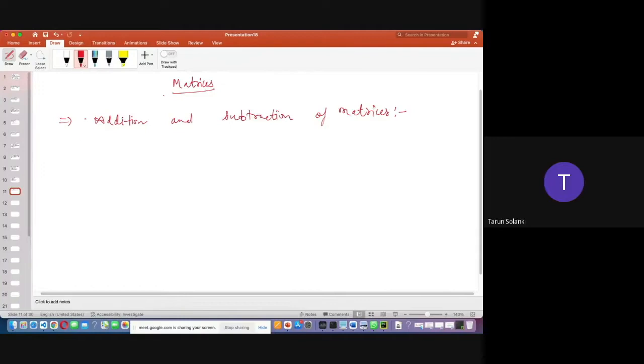So if A is Aij into M cross N and B is Bij into M cross N are two matrices of same order, then the sum is A plus B, whose each element is the sum of the corresponding element. That is, A plus B is equals to Aij plus Bij into M cross N. Okay. So let's look at an example.